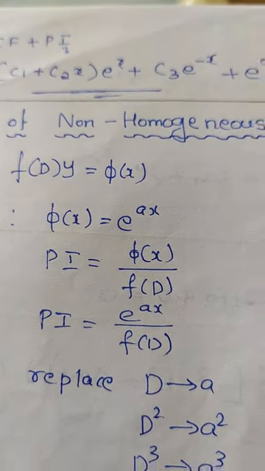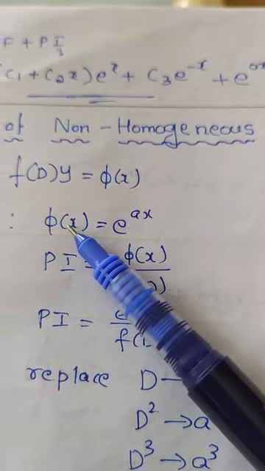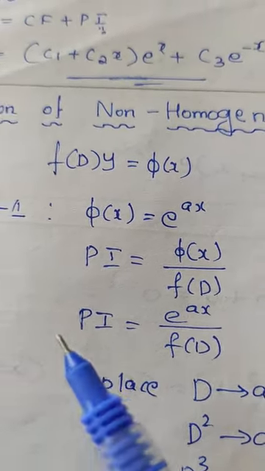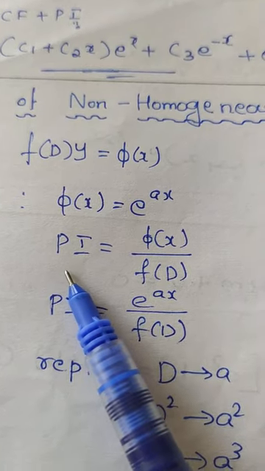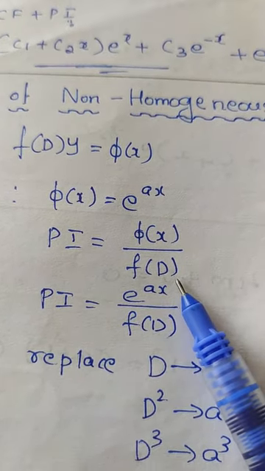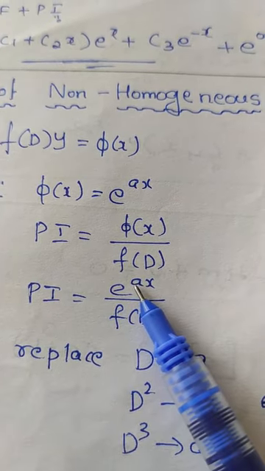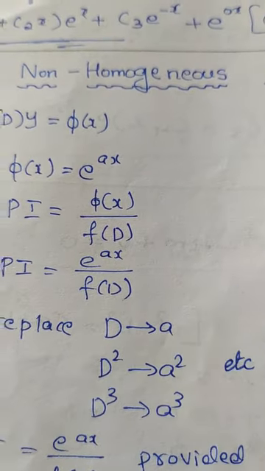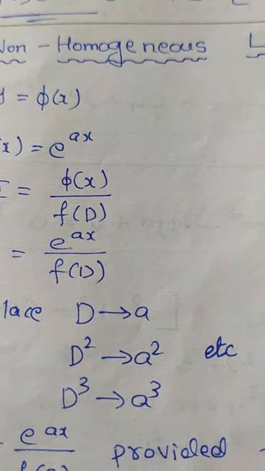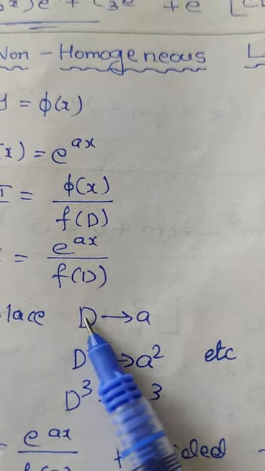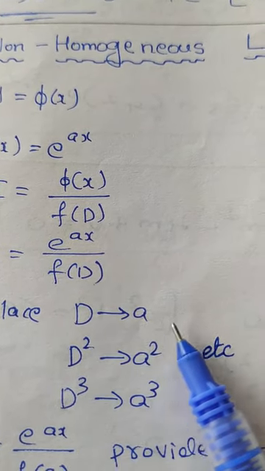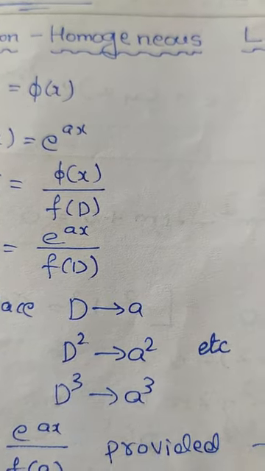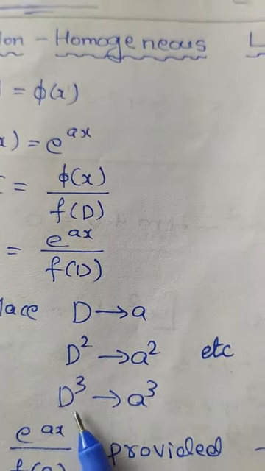Okay, now come to the first case, or type 1. If phi of x is exponential, e power ax. In this case, the general formula for PI is phi of x divided by f of D. Now write phi of x as e power ax, and f of D is the polynomial operator. To find the PI in case of an exponential function, replace the differential operator D by a. What is a? The coefficient of x in the exponential function. Then D square becomes a square, D cube becomes a cube, etc.